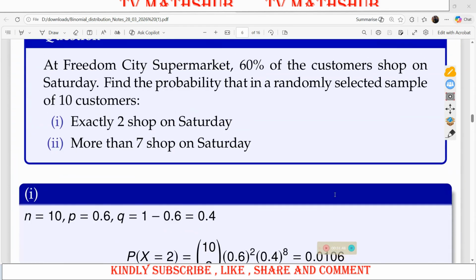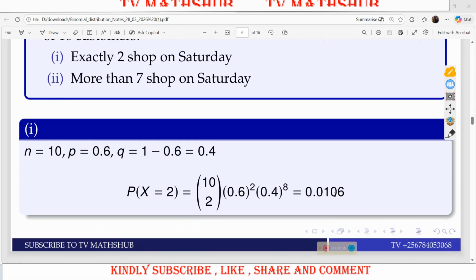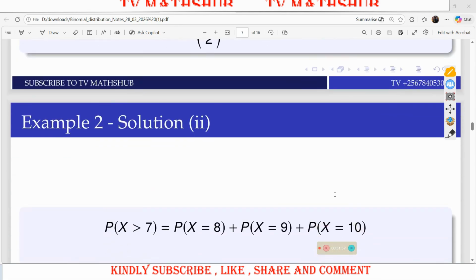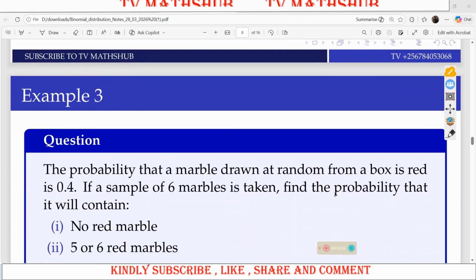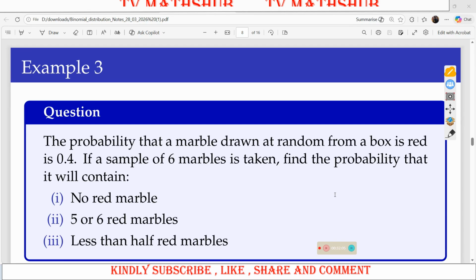So that is part 2. So we had 2 parts only, part 1 and 2. So part 1 is done, and also part 2 is done. So next we can look at example number 3. In example number 3, they are saying the probability that a marble drawn at random from a box is red is 0.4. So probability of getting red is 0.4.